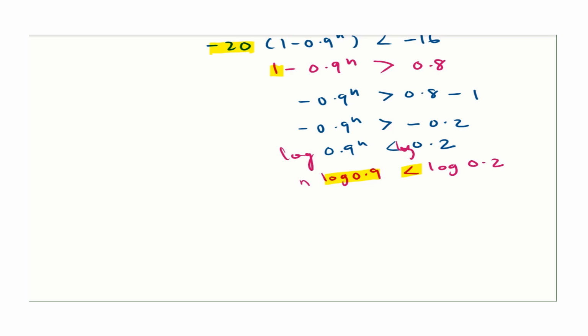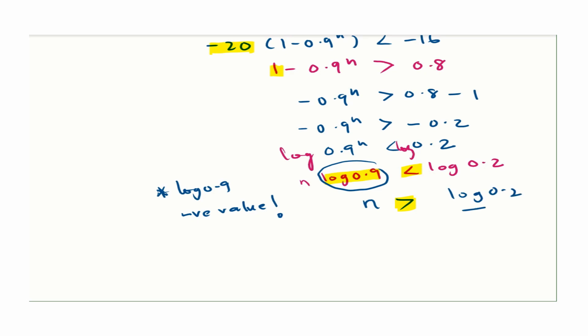So then we check log 0.9. Tekan enter, we get negative 0.0. Dia dapat negatif. Kalau negatif, maksudnya dia punya sign dia kena terbalik. So finally, we get n more than. Ini nilai dia negatif ya. Log 0.9 negative value. So jadi simbol dia jadi terbalik kat sini. Alright, so then n more than log 0.2 divided by log 0.9.